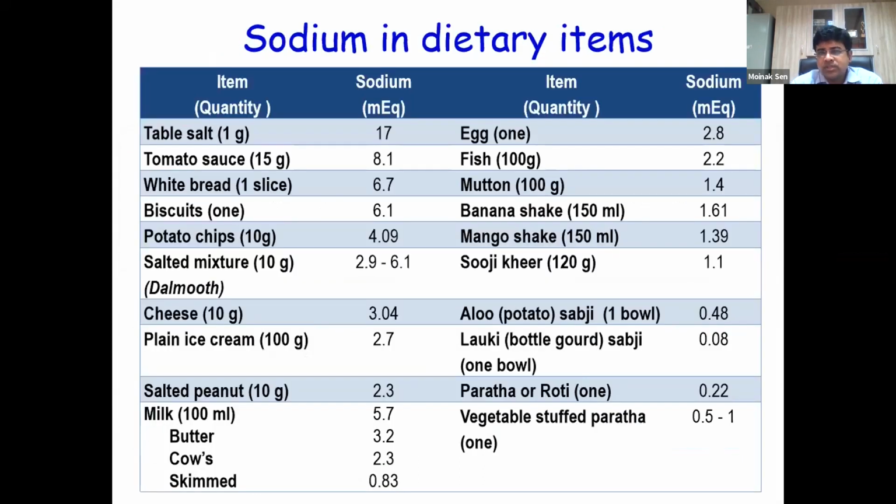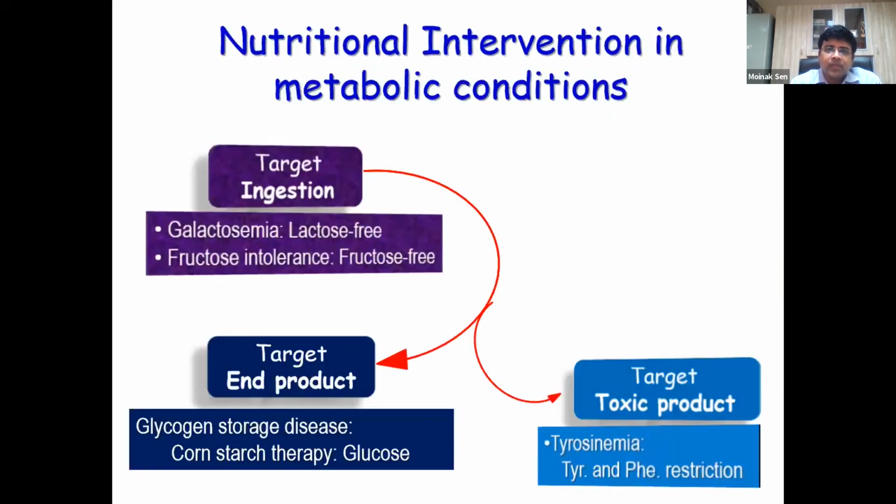These are some of the sodium-containing dietary items which are contraindicated in cirrhotics. So you have table salt, sauces, breads, potato chips, biscuits, cheese, and so many other things. But the natural items contain very little sodium. That means the vegetables and fruits contain little sodium, so they really do not cause an increase in ascites.